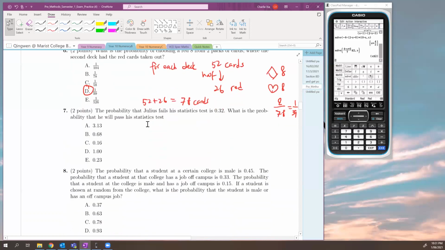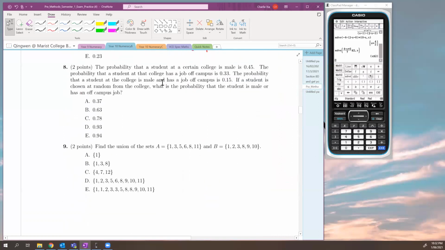Question 7. The probability that Julius failed his statistics test is 0.32. What is the probability that he will pass his statistics test? The chance would be 100%, take away 0.32 of chance to fail. So 1 take away 0.32, that's 0.68 chance to pass, because there are only 2 outcomes, either fail or pass. So 0.68.